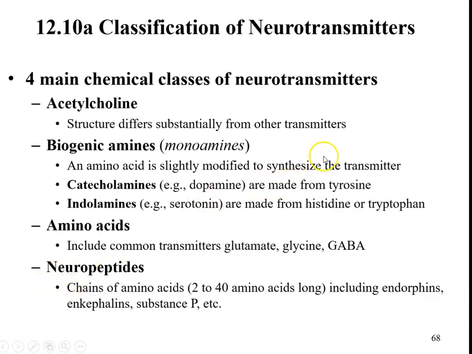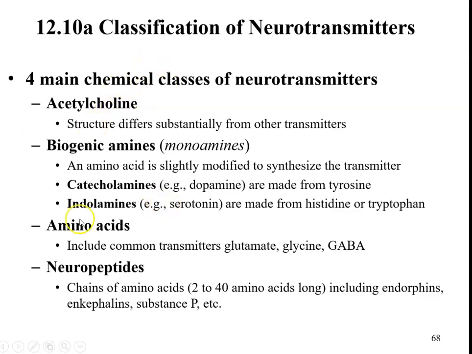The four main chemical classes of neurotransmitters are going to be acetylcholine, biogenic amines, amino acids, and neuropeptides. So acetylcholine is its own class of neurotransmitter, and this is because the structure differs substantially from other transmitters. The biogenic amines, also called monoamines, are an amino acid that's been slightly modified. Catecholamines, like dopamine, are going to be made from tyrosine. The indolamines, like serotonin, are going to be made from histidine or tryptophan. What you need to know is that they are modified amino acids, okay?